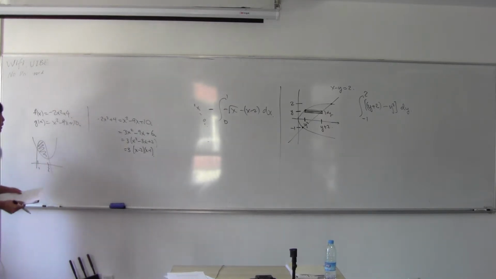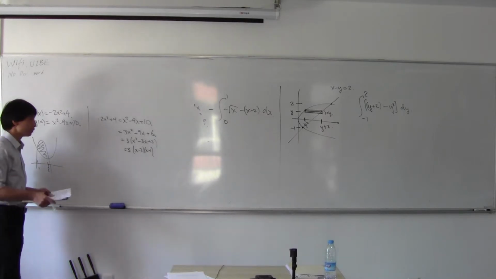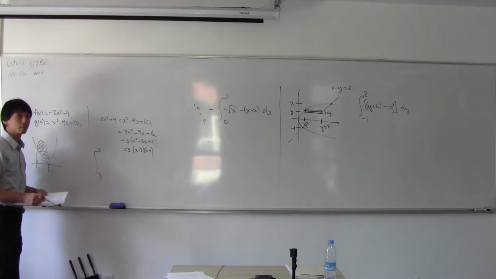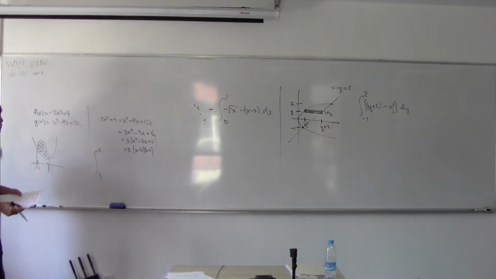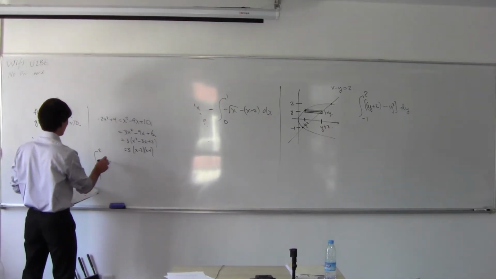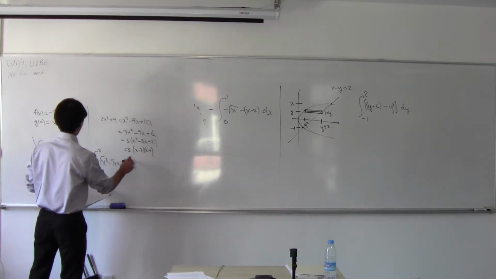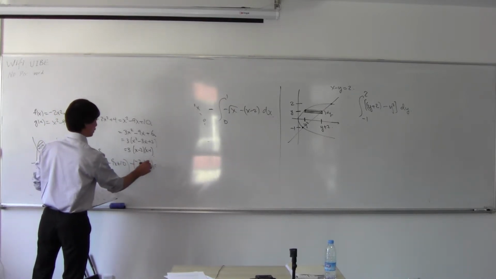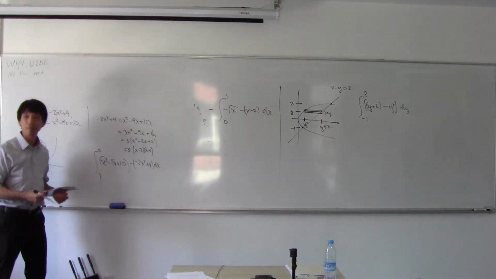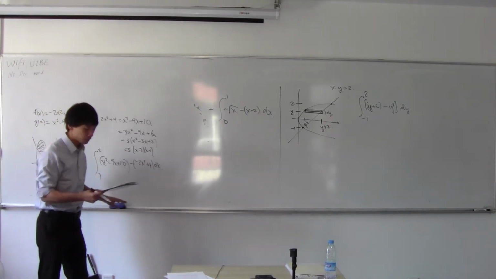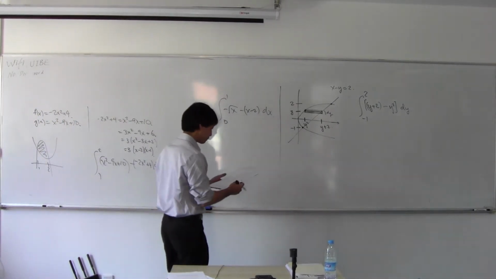And then what do you do? Use the upper function and subtract the lower one. So you take the upper guy, and you subtract off the lower guy. And then it's an easy integral from there. So it's pretty easy.